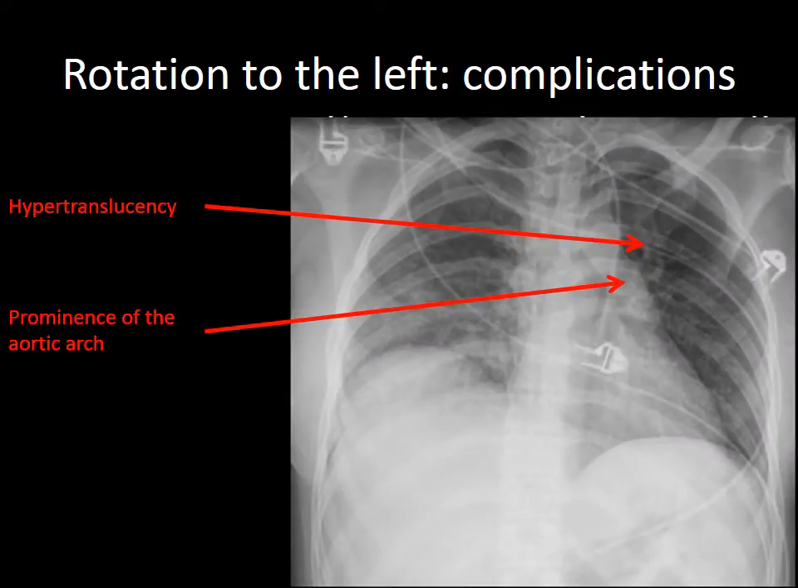This chest x-ray, which is rotated to the left, demonstrates both hypertranslucency of the left lung and prominence of the left mediastinum, including prominence of the aortic arch. However, in this particular example, the heart size does not appear to be enlarged.